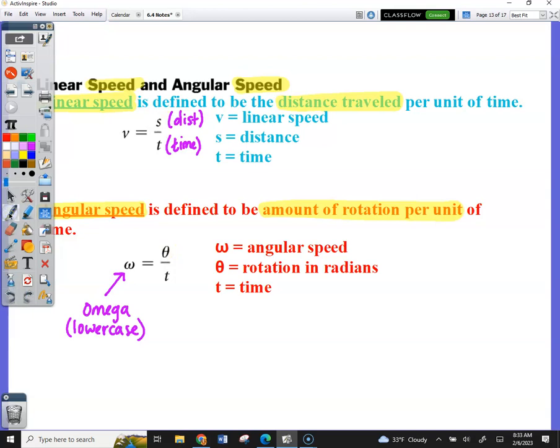Now let's take some extra notes. Right here, remember though that the theta needs to be in radians, not degrees.